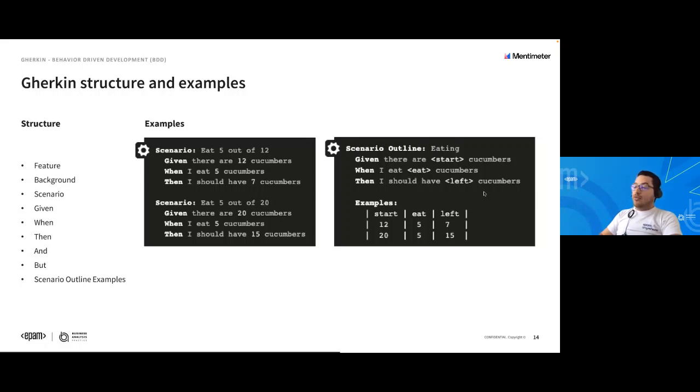If you want to provide more accuracy, for example, if you have 0 cucumbers, you cannot eat any because you don't have any. So it's very important to go deep on all the cases in which a user could take action.